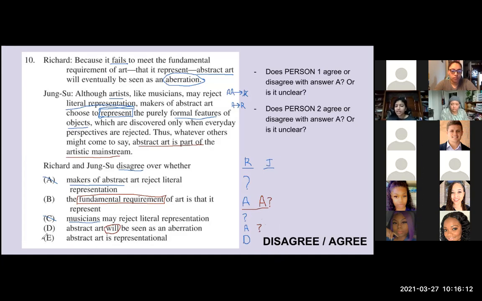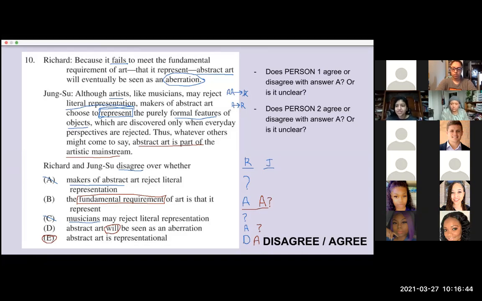What about E? Abstract art is representational. He agrees with that. I think that's the right answer. Exactly. And this is a simpler answer, pretty basic. It's the easiest thing to find in both of them, right? Richard is saying it fails to represent, and then Jung-soo is saying, well, not necessarily. They're not representing certain things, but they are representing others, right? So E would be our answer here. Does anyone have any questions about this one?